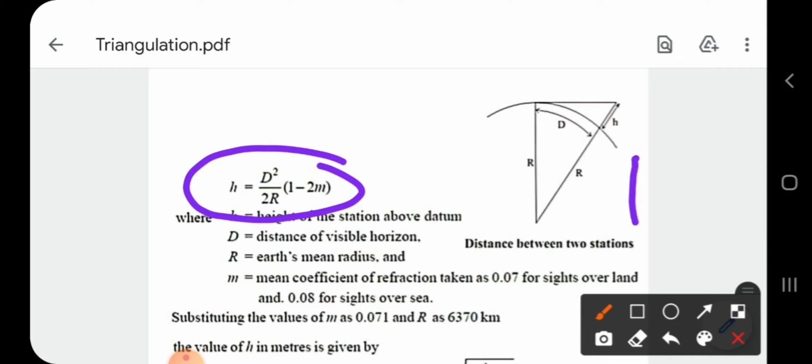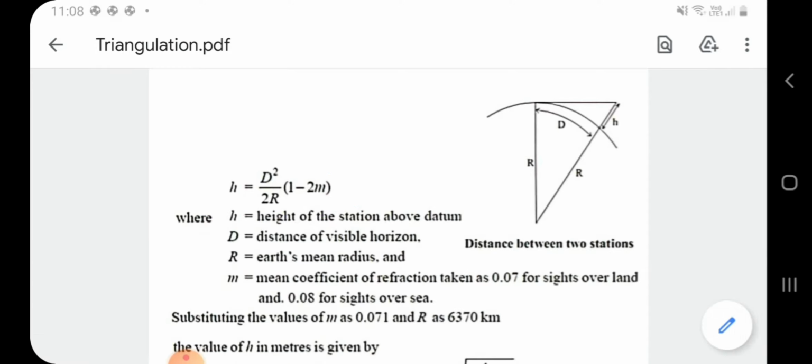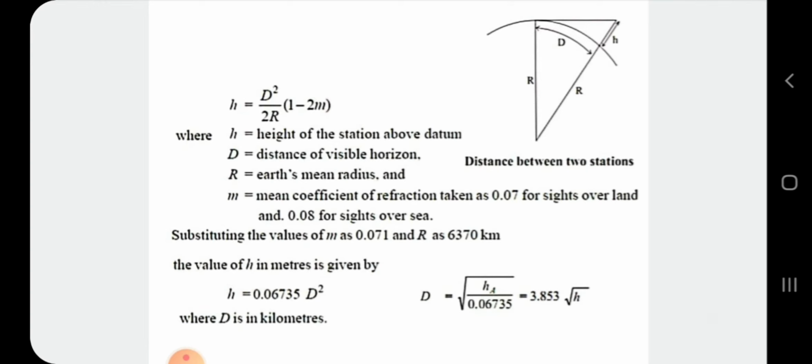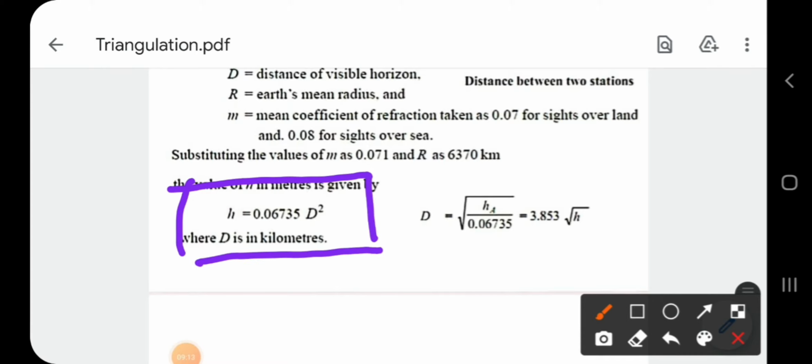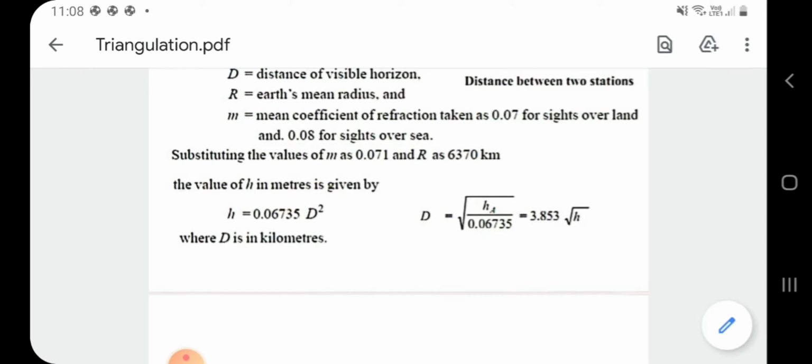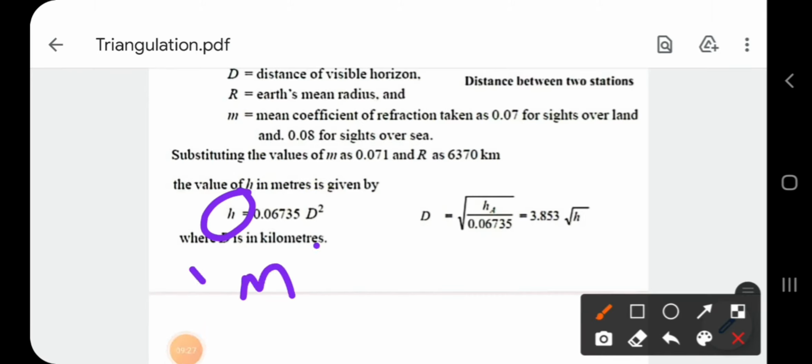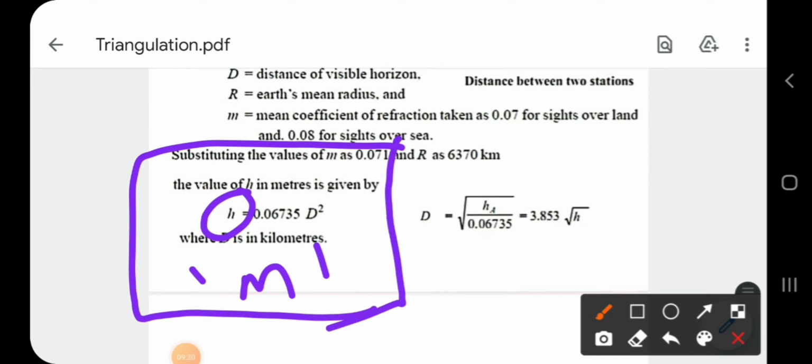We have to substitute the values and get the equation. After substituting the value of r as 6370 kilometer and m as 0.07, we will get the equation. These two equations are important. H, the height of the station above datum, is equal to 0.076735 into d square. Here d is in kilometer and we'll get h in meters.